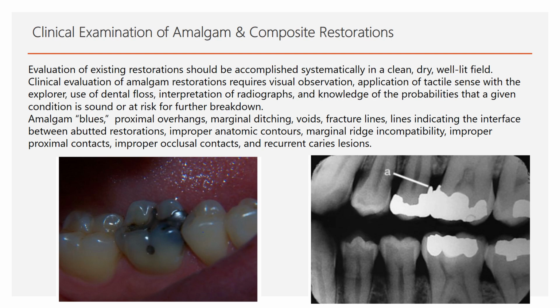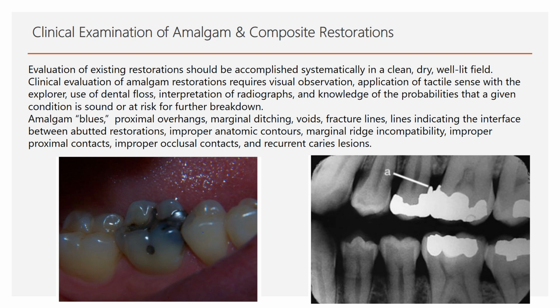Clinical examination of amalgam and composite restoration. Evaluation of existing restoration should be accomplished systematically in a clean, dry, backlit field. Clinical evaluation of amalgam restoration requires visual observation, application of tactile sense with the explorer probes, use of dental floss, interpretation of radiographs, and knowledge of probabilities that a given condition is sound or at the risk of further breakdown. Some of the conditions you may observe during the examination are amalgam blues, proximal overhanging, marginal ridging, etc.